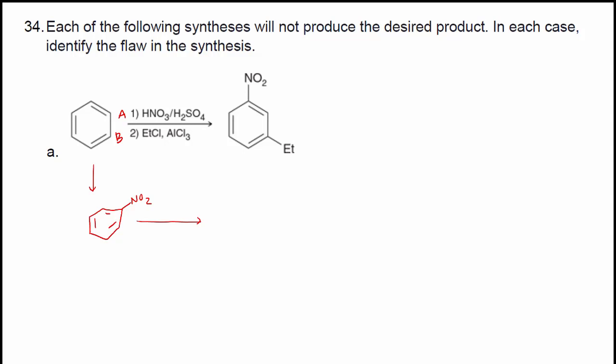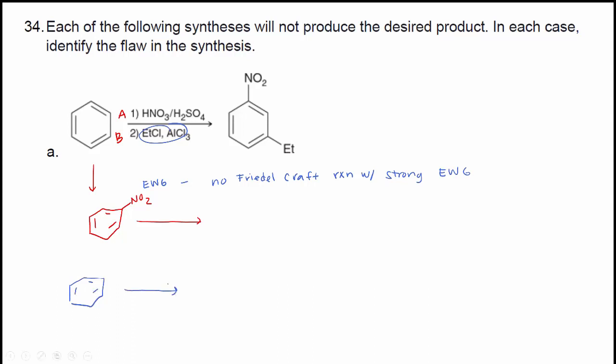So the nitro group is electron withdrawing. And we cannot do Friedel-Crafts reactions, which is what this one is, when there's an electron withdrawing group up there. In order to synthesize that meta nitroethylbenzene, we can start with benzene.